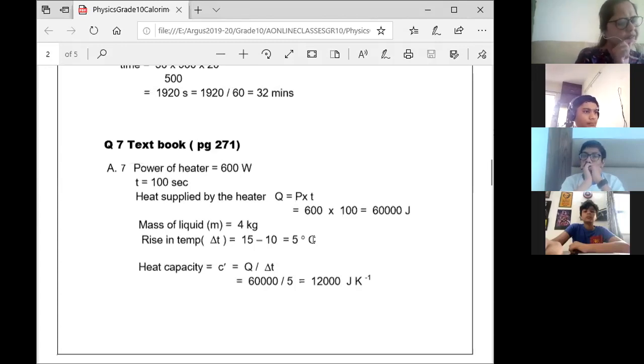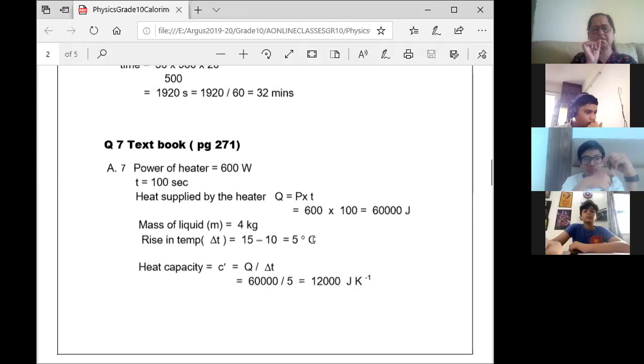Now you have to find the heat capacity of the liquid, not the specific heat capacity. You are finding only the heat capacity of the liquid. So in order to find the heat capacity, it is C dash equal to Q upon delta T.